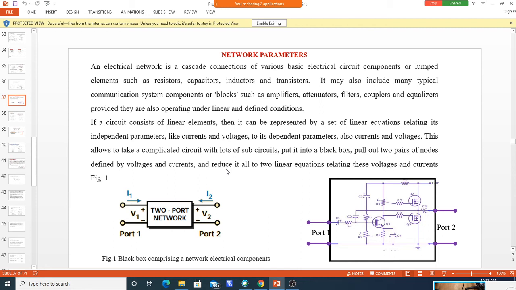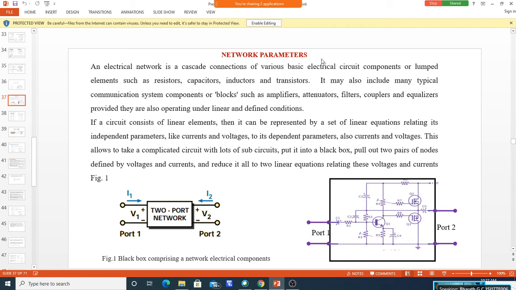Next is unit 2. In unit 2, we will be seeing network parameters. Is it audible to all of you? Hello, hello. Yes, ma'am. Okay.